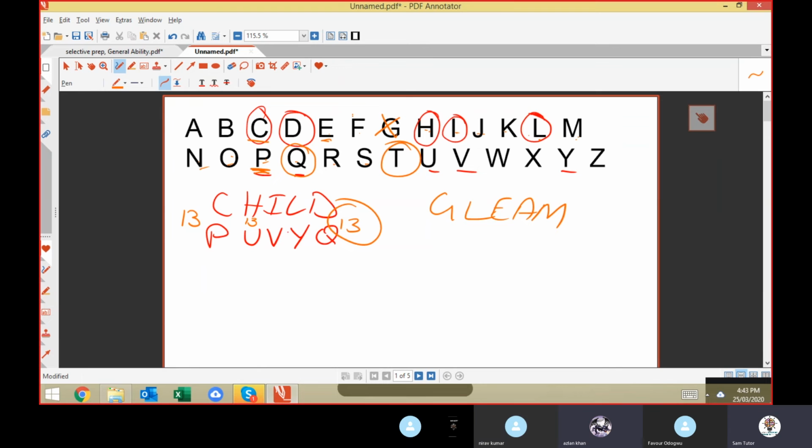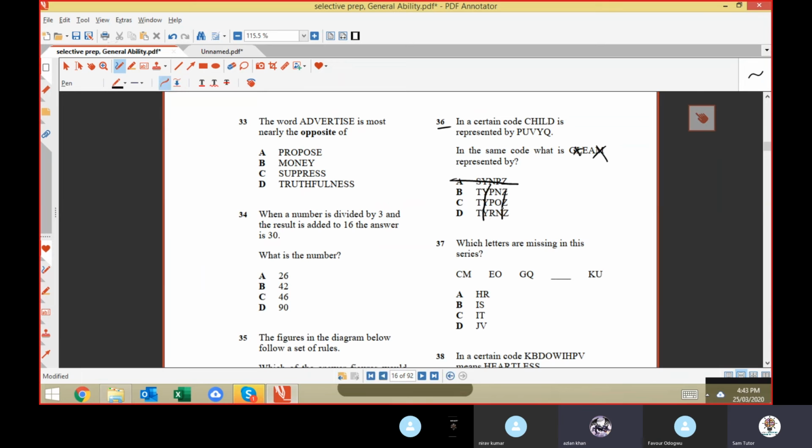Let's double check. P, there. 1, 2, 3, 4, 5, 6, 7, 8, 9, 10, 11, 12, 13. It's the last one. Because look, it says P, and for P, it's C. Correct. That's it. Good job. So it's D.